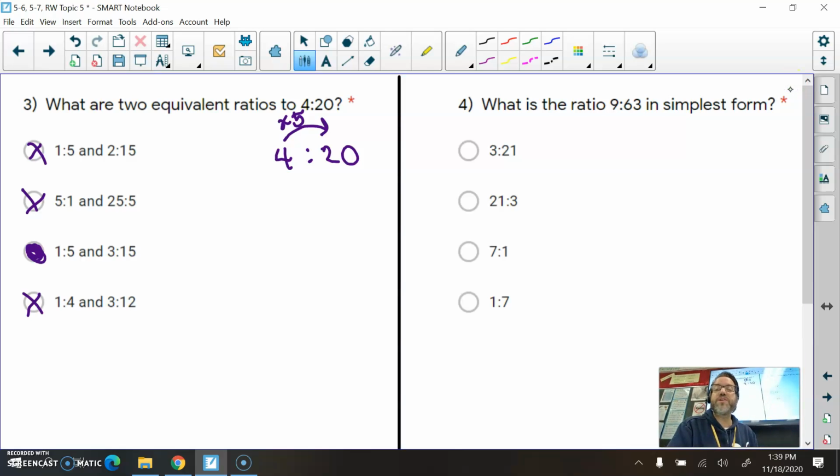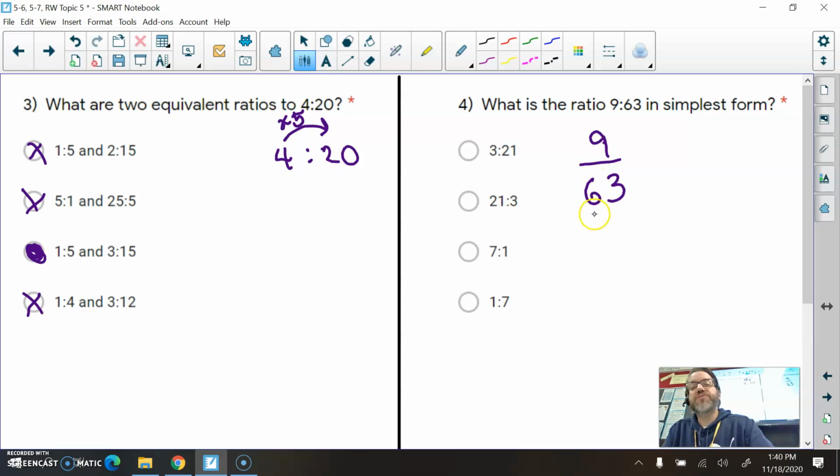All right, number 4, what is the ratio 9 to 63 in simplest form? Now, we can actually solve this when it's written like this with a colon, our ratio, but I think it's easier to write the ratio in fractional form. Once I know my answer, I can always convert it back so it's written with a colon. So it's not a problem to do it like this.